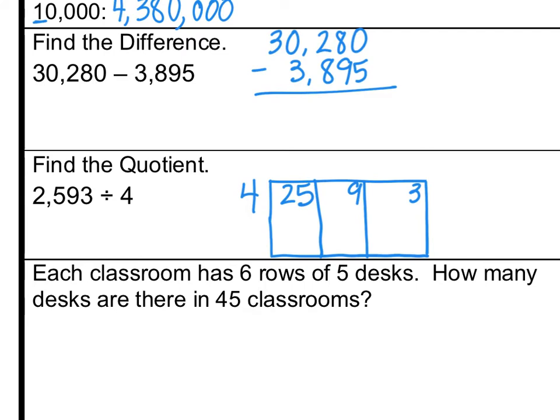Find the difference. 0 minus 5, we can't do it. So let's borrow. 10 minus 5 is 5. 7 minus 9, we need to borrow. 17 minus 9 is 8. 1 minus 8, we need to borrow, but the next digit can't help us, see? So we're going to keep going.